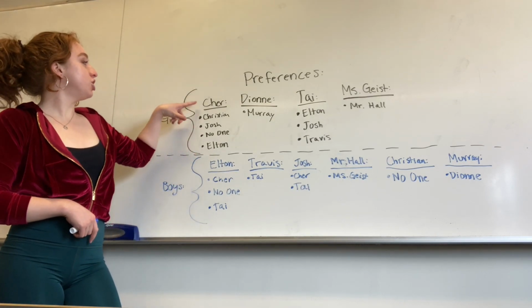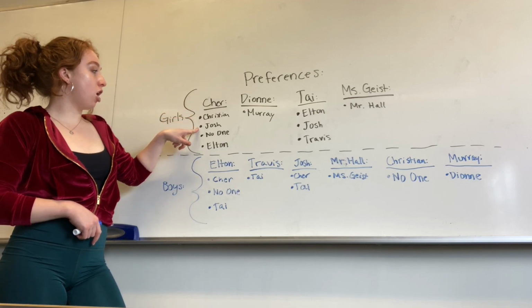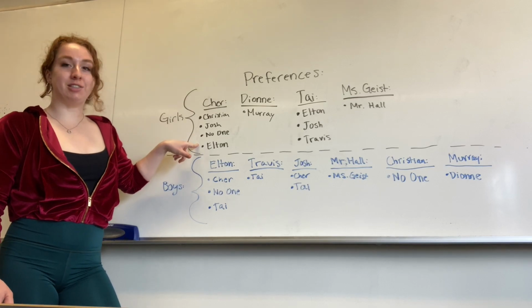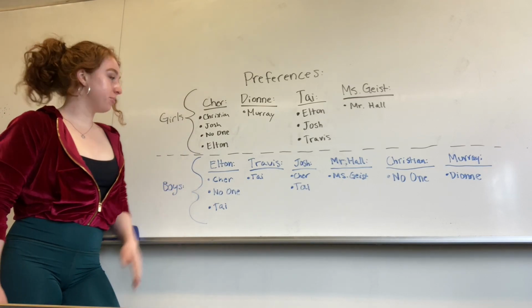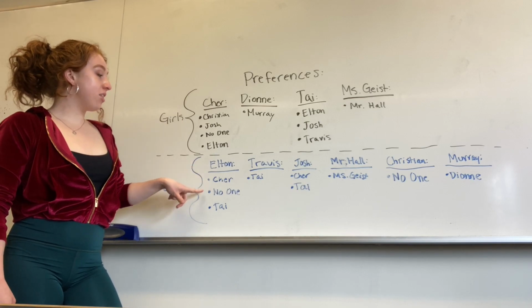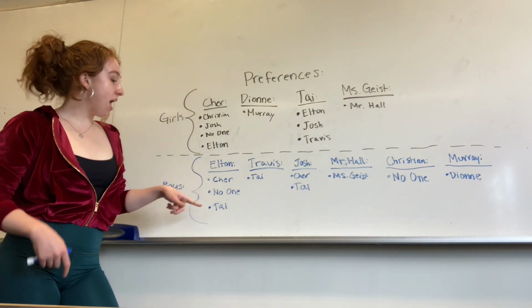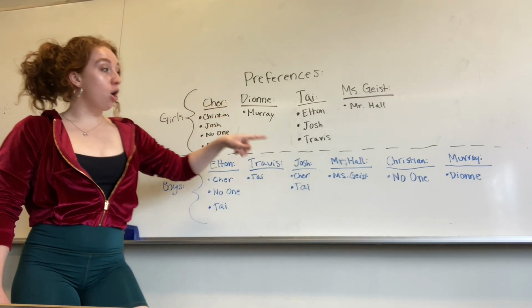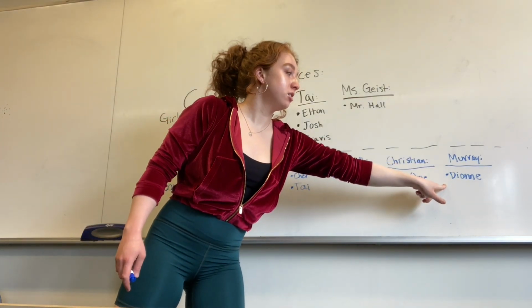For instance, Cher prefers Christian over Josh, then Josh over no one, and then no one over Elton, so she'd rather be single than be with Elton. Similarly, Elton prefers Cher, and then he would rather be single, and then he prefers Ty. Dion just wants Murray. Over here we see Murray just wants Dion.